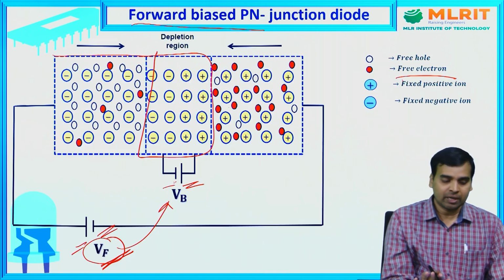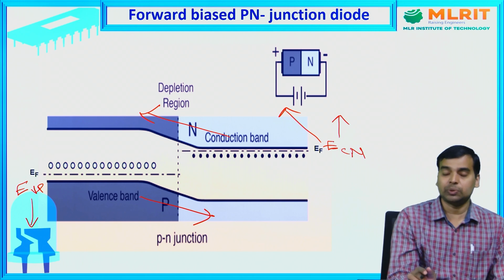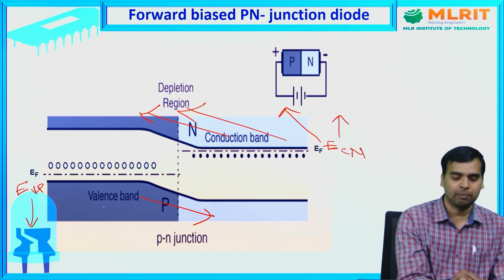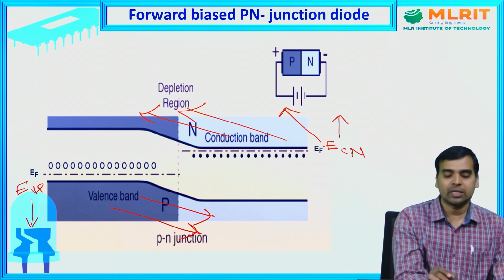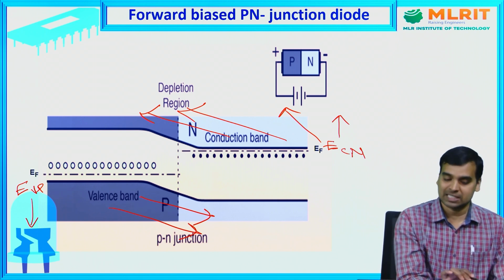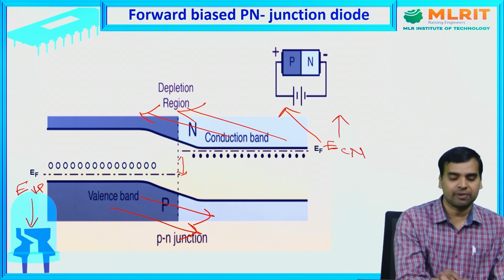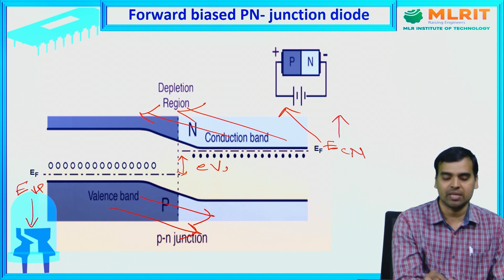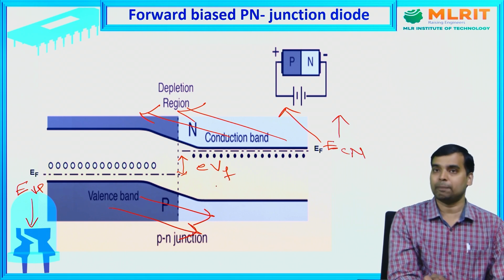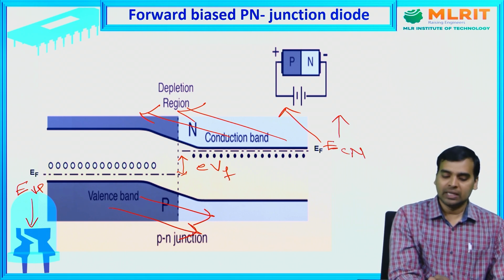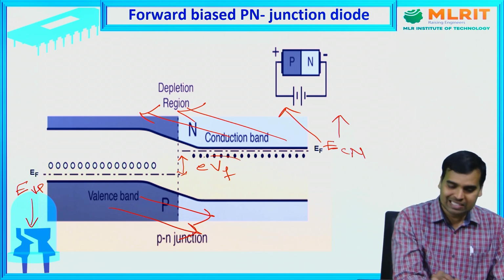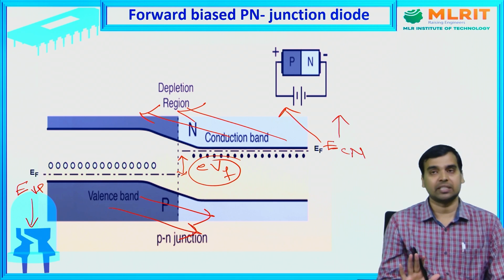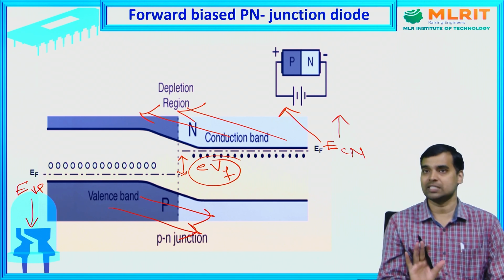So when the PN junction diode is connected in forward bias, due to the diffusion of charge carriers, that means electrons are moving from n-type to p-type and holes are moving from p-type to n-type, these Fermi levels are going to be separated, and in between these Fermi levels there exists some energy difference. That energy difference is exactly equal to E times V_F, whatever forward voltage we applied, multiplied with charge. This is the energy difference of these two Fermi energy levels when a PN junction diode is connected in forward bias. This is about the forward biased PN junction diode.